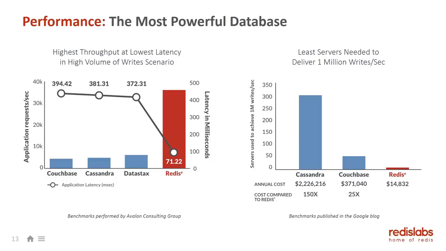Now, Couchbase took that challenge, and they demonstrated that they could do the same 1 million writes per second on the same set of data with 50 servers. And Redis Enterprise, Redis Labs did the same benchmark with the same data, with the same environment, and they delivered 1 million ops per second, 1 million writes per second with just two servers. So in other words, Redis Enterprise or Redis delivers high throughput, low latency with the least number of resources.